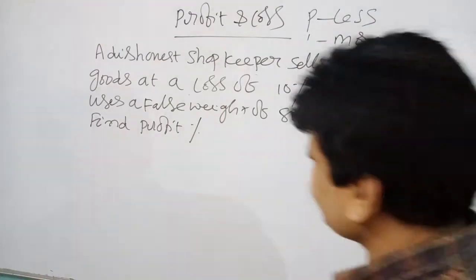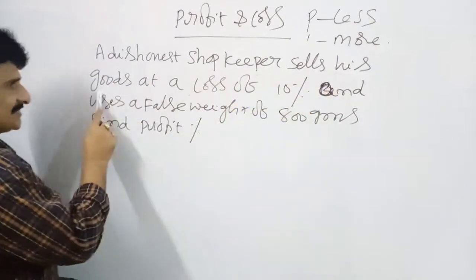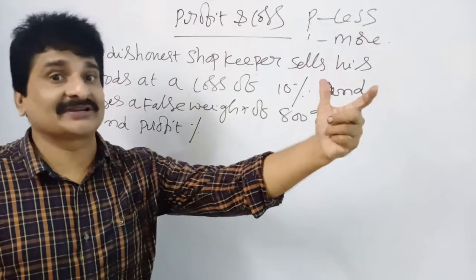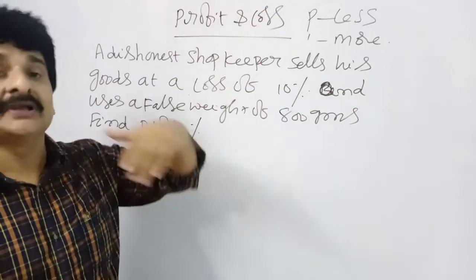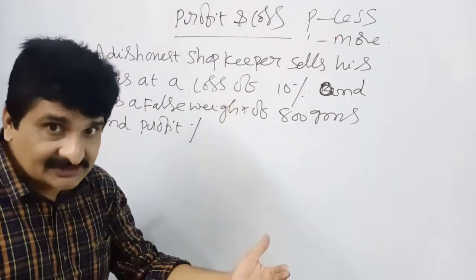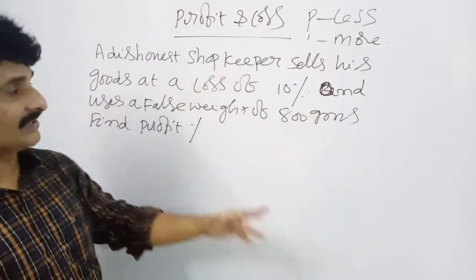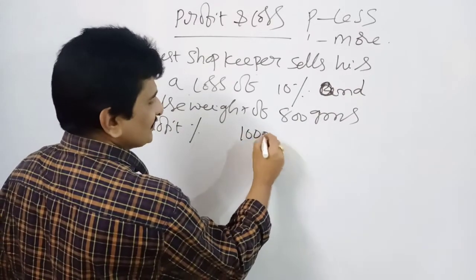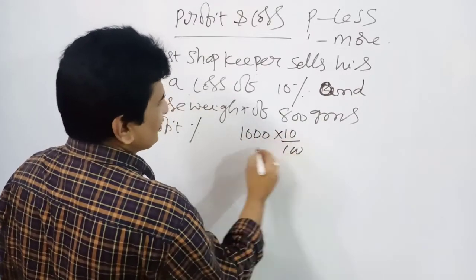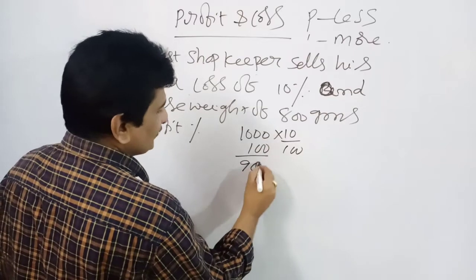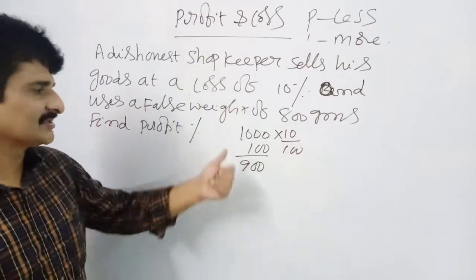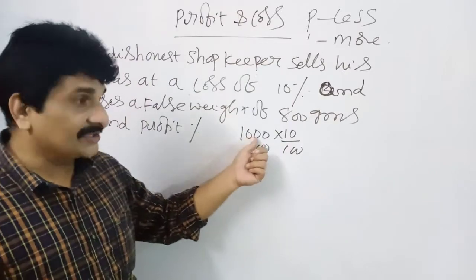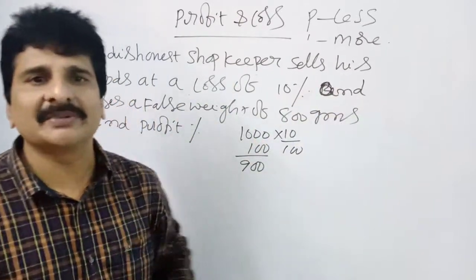Next question. A dishonest shopkeeper sells his goods at a loss of 10%. In the previous questions, he sold at the cost price, and at a profit of 10%. Now he is selling at a loss of 10%. Suppose there is a kg. A loss of 10% means 100 grams is the loss, and he is taking money for 900 grams, but he is giving 1000 grams. That's why there will be a loss.